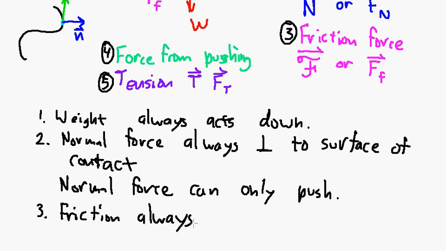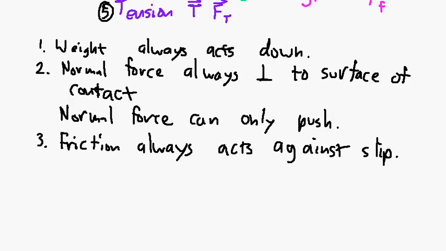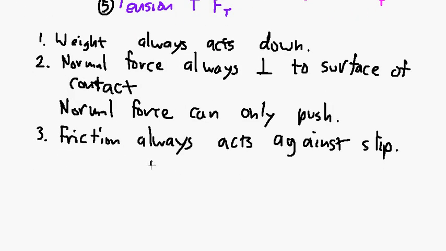So if you have two objects stacked up like that, and one is moving this way and one is moving this way, then the friction is going to be pulling on this one this way and this one this way. It's always going to act against the direction things are slipping.